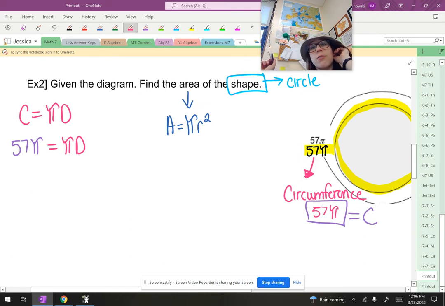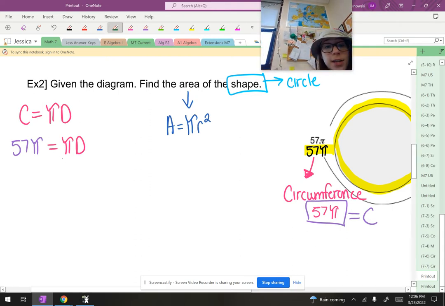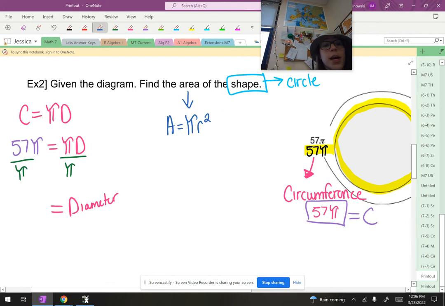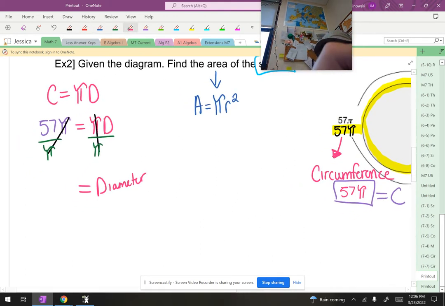I was trying to solve for that D, that diameter, which is prevented from being by itself by the pi. Pi and D are being multiplied, so the inverse of that would be to divide. My diameter is equal to 57 pi divided by pi, just like 7 divided by 7, 6 divided by 6, 1 million divided by 1 million. Those pi divided by pi's cancel out to ones, leaving me with a diameter of plain old 57.